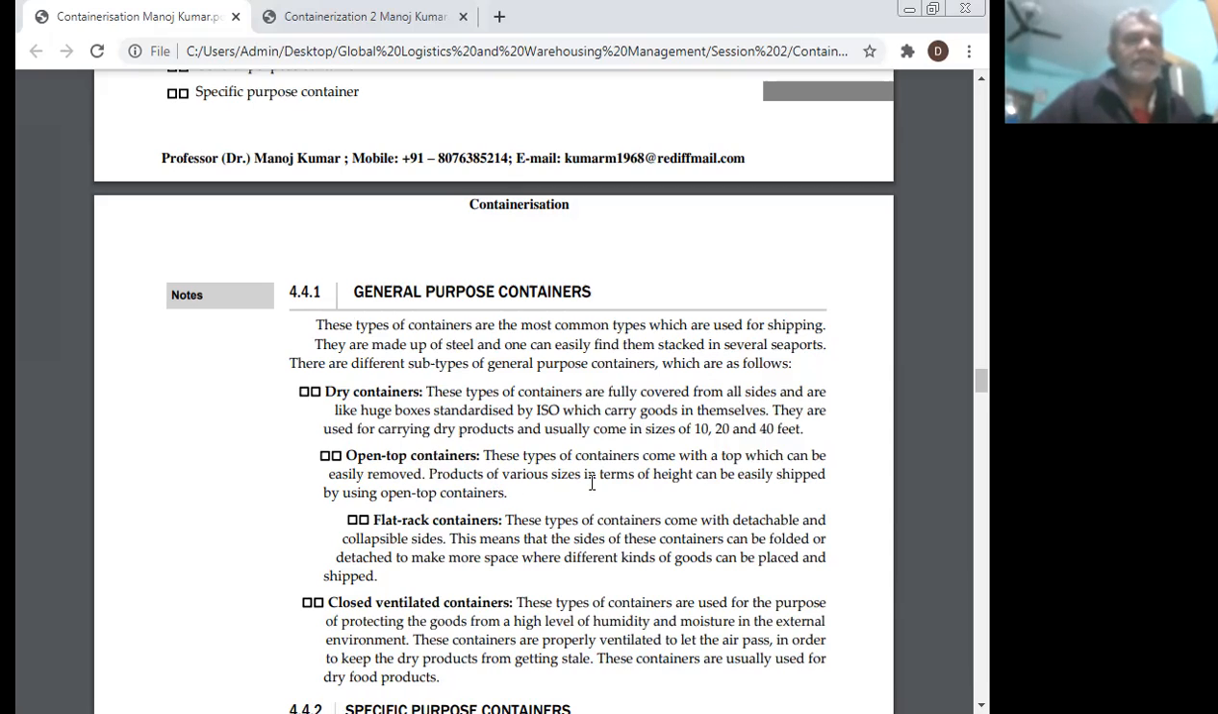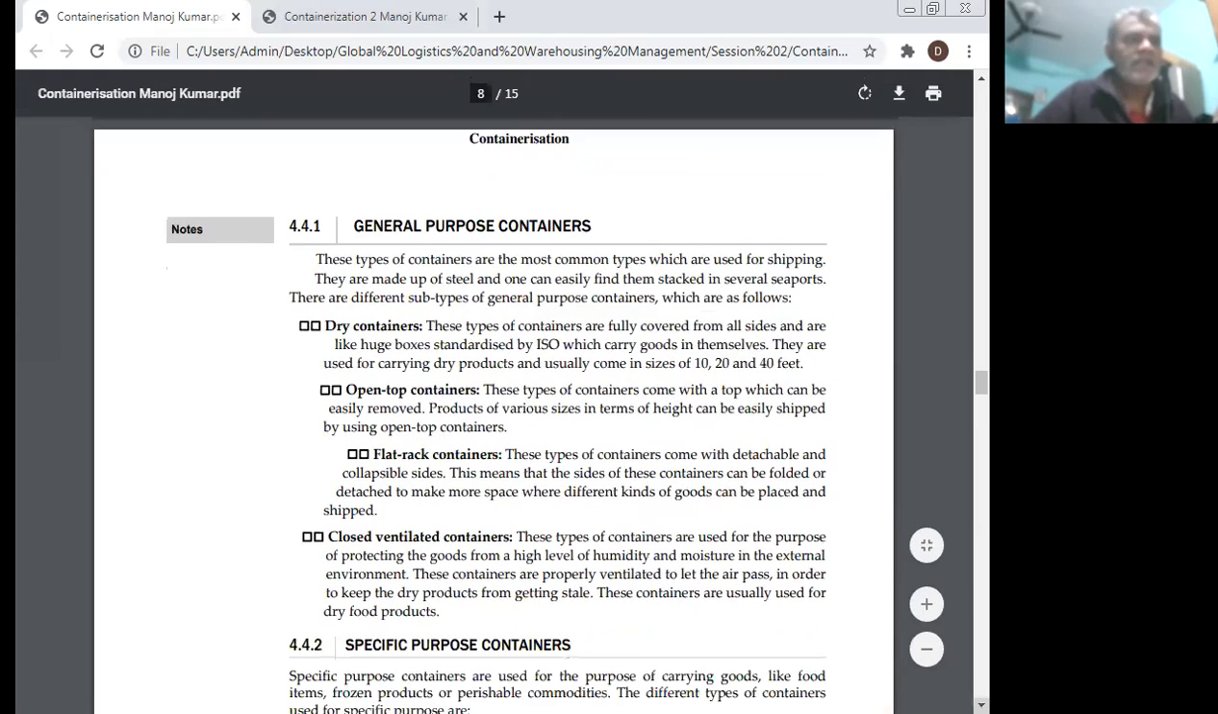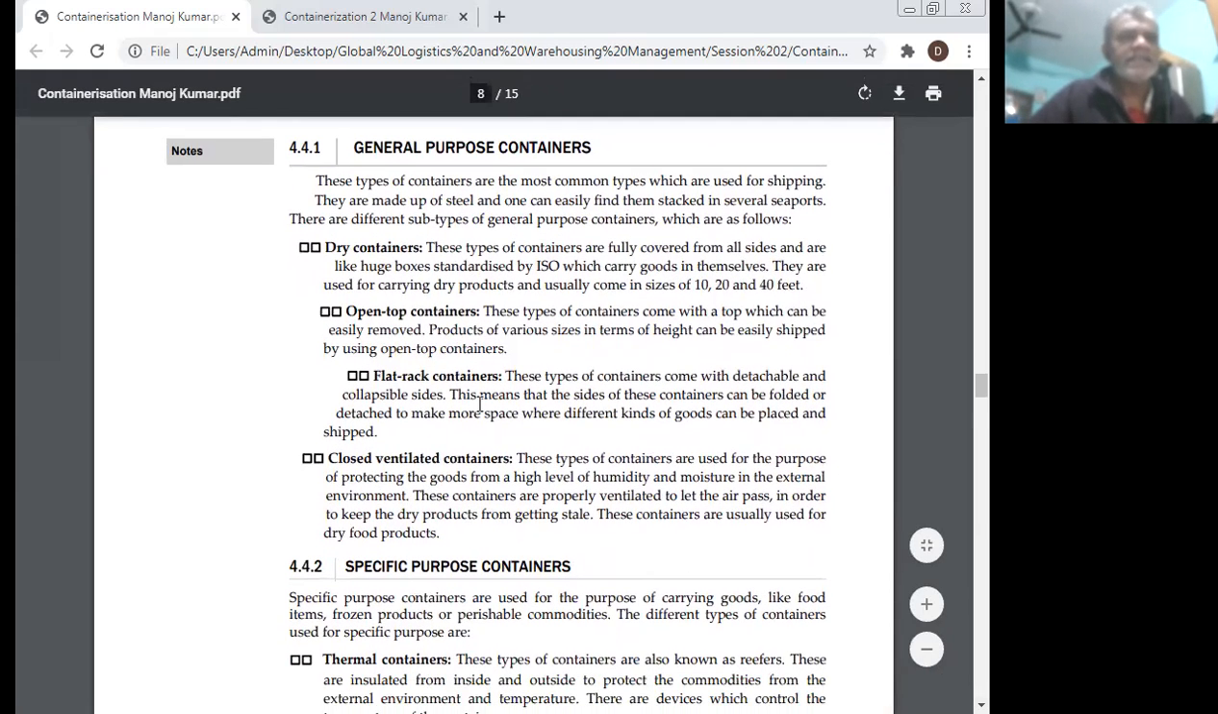Open top containers. These types of containers come with a top which can be easily removed. Products of various sizes in terms of height can be easily shipped by using open top containers. Flat rack containers. These types of containers come with detachable and collapsible sides. This means that the sides of these containers can be folded or detached to make more space where different kinds of goods can be placed and shipped.